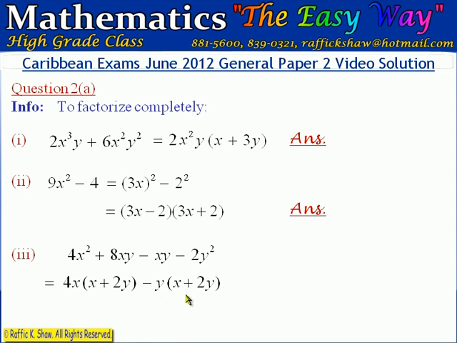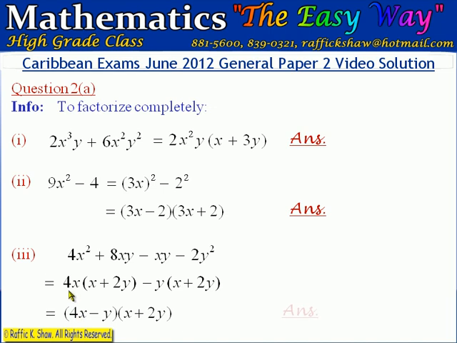And then all we need to do is check that this factorization is correct. So negative y multiplied by x is negative xy, which is correct. And negative y multiplied by 2y is negative 2y squared. So that also is correct. And what we have now is a common factor, x plus 2y here, x plus 2y here. And then we can go ahead and factorize these two terms using x plus 2y as our common factor.